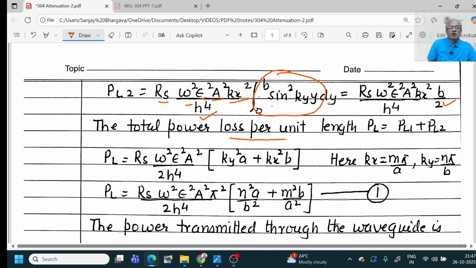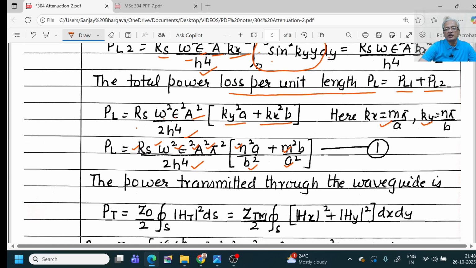The total power lost per unit length would be equal to PL1 plus PL2. So PL can be written as Rs omega square epsilon square a square upon 2h power 4, ky square a plus kx square b. What is the value of kx? Kx is m pi by a. Ky is n pi by b. So substitute here. What will I get? Rs omega square epsilon square a square pi square upon 2h power 4, n square a upon b square plus m square b upon a square. Now we have the total power lost.